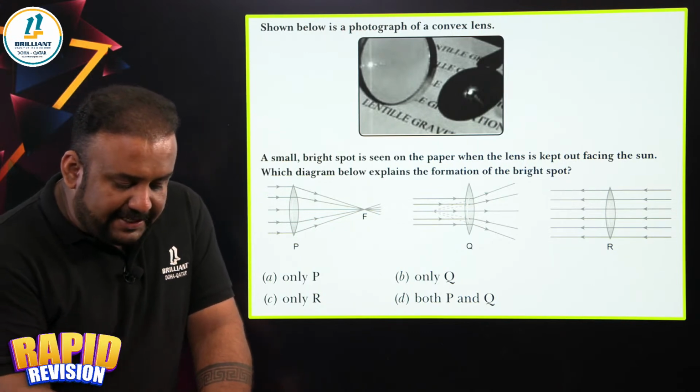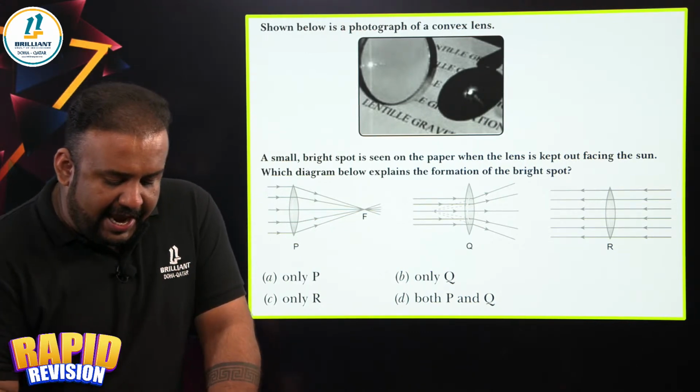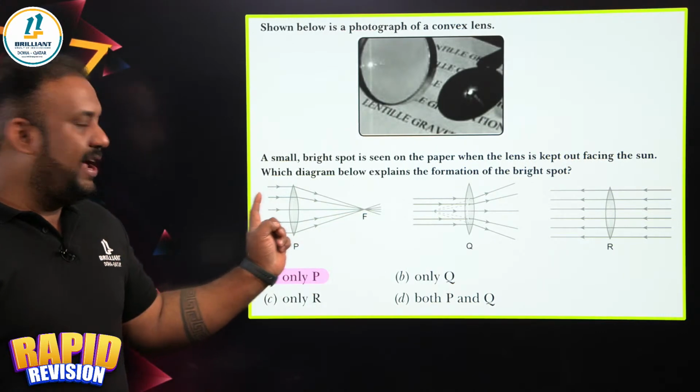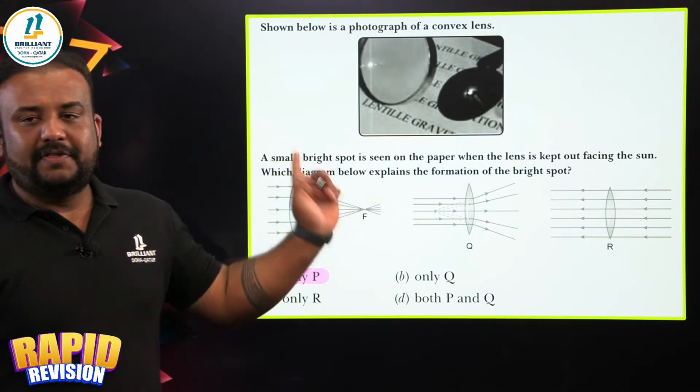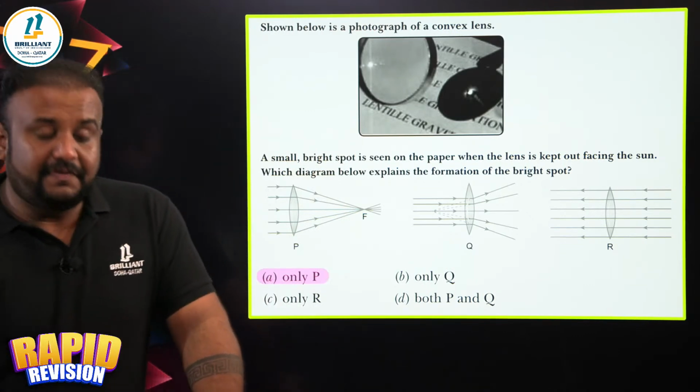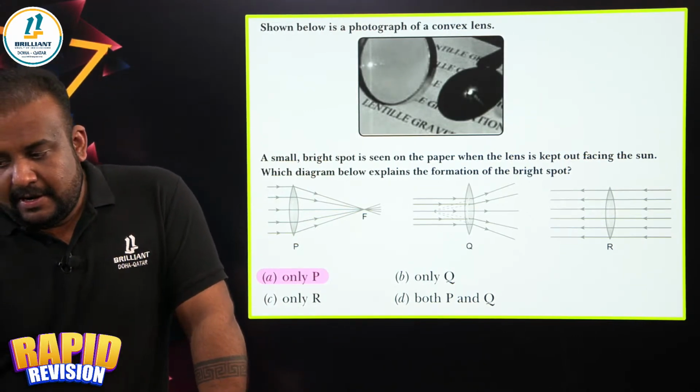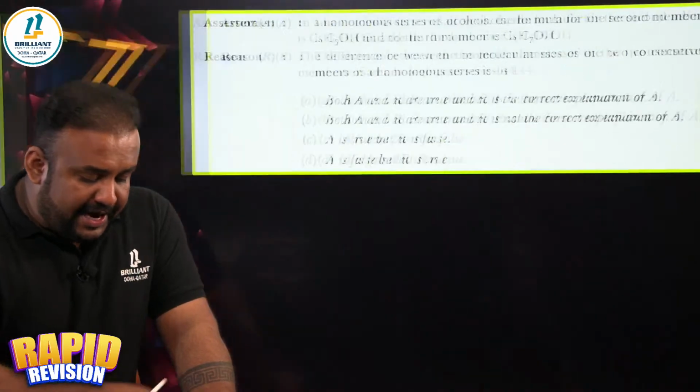Yes, very good. The first diagram. So option A is the one which shows that the rays coming from the sun, the parallel rays, are getting focused at the focus of the mirror. Sorry, at the focus of the lens. Right, excellent. The next one.